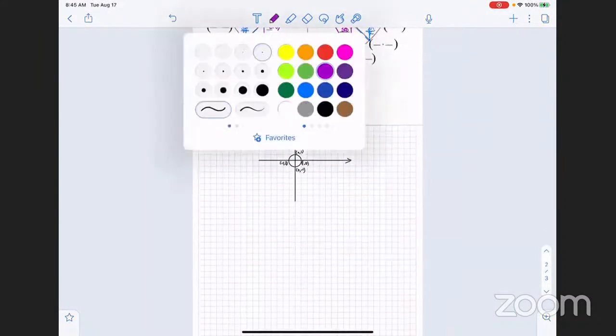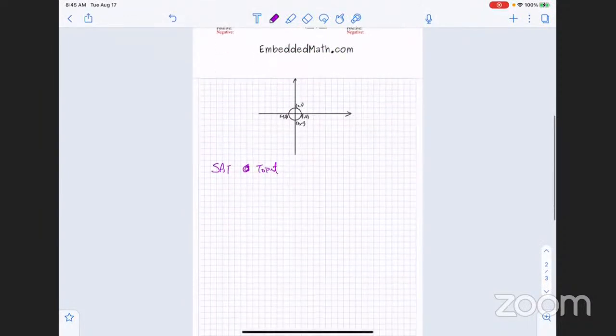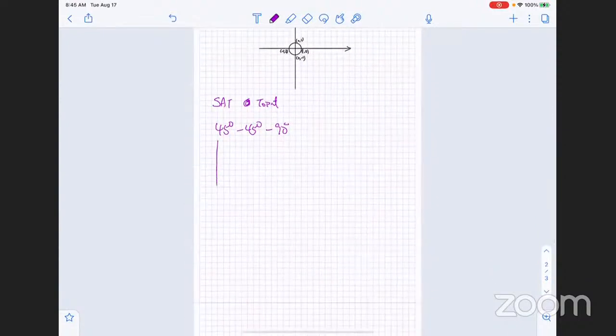Now let's talk about special right triangles. Let's talk about SAT. That's going to help your SAT score. So the SAT topic is going to be 30-60-90 and 45-45-90. This is a special right triangle. It has a certain ratio. This is 90 degrees. So this is x, this is x, this is x square root 2. So this is 45 degrees and 45 degrees. So it's called 45-45-90, and this has a ratio of x, x, x square root 2.